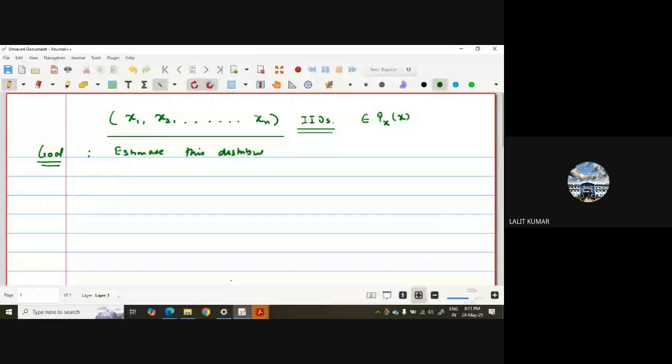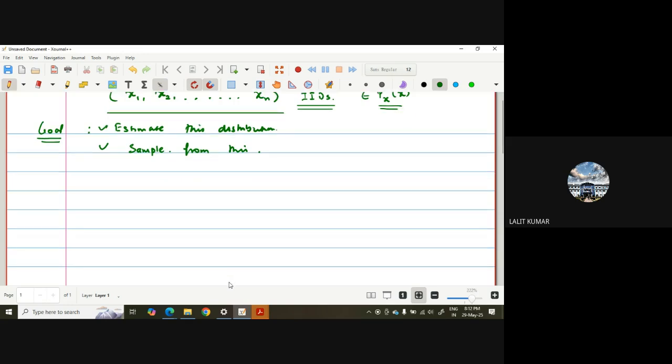And the second goal, number one being the estimation, number two is to sample from this distribution. So we have got some data points. We know that they are IIDs. They belong to some distribution, but we don't know what the distribution is. So we have to estimate this distribution, and thereafter we have to sample from it. For example, now we have to produce some more data points from this distribution. Okay. Now, how to approach that?